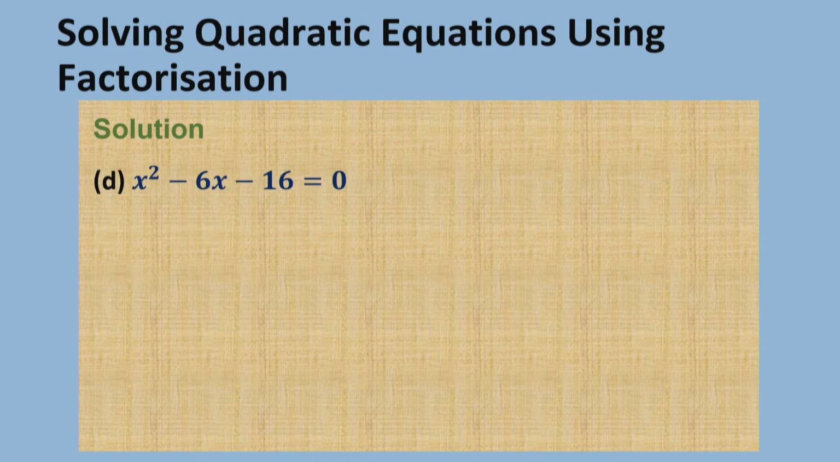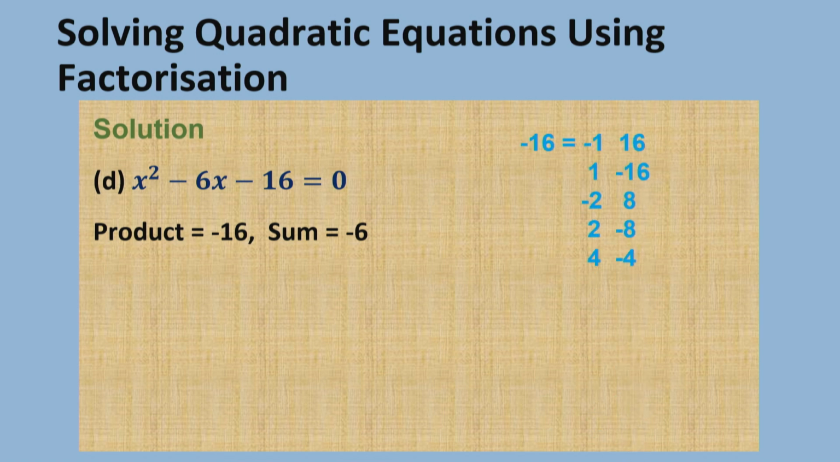Part D, x squared minus 6x minus 16 equal to 0. Right. Now, how are we going to solve that? Well, here we are going to use the product and sum. That is, the product will be minus 16 and the sum is minus 6. Right, so we are going to find two numbers. When we multiply them, we are going to get minus 16, and when we add them, that will give us minus 6.